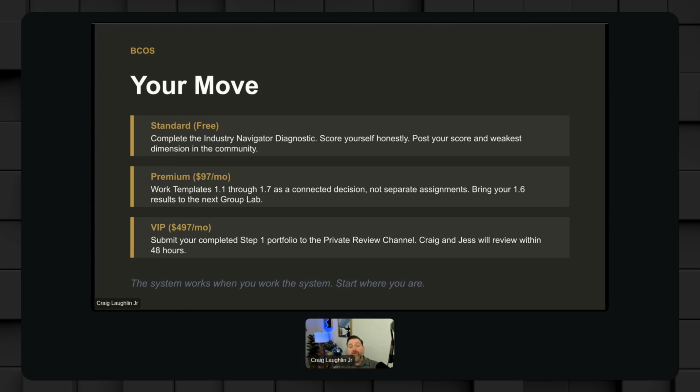If you're at premium, you now have some more context that the recorded lessons and lesson texts don't give you. Go back to the 7 templates and work them as a connected decision, not separate homework assignments, one continuous flow. And check yourself against the 3 patterns. Are you making the safety pick? Are you stuck in the research rabbit hole? Is the resume fallacy coloring your assumptions? And bring your 1.6 scoring results to the next group lab.